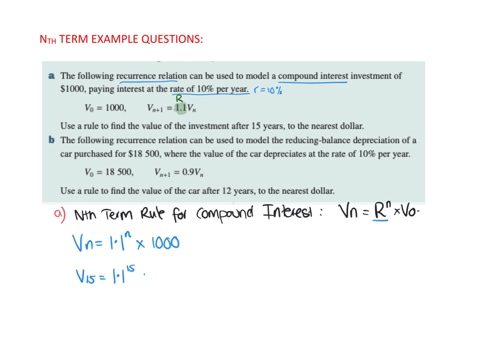So remember, that's to the power. On our calculators, remember, you've got to use that little arrow key and pop that up there. So we do that, and we'll end up with V15 equals 4,177.25. Now it says up here to the nearest dollar. So what am I going to round it to then? 4,177. So when it says the nearest dollar, that means whole number in financial. Okay, and there we go.